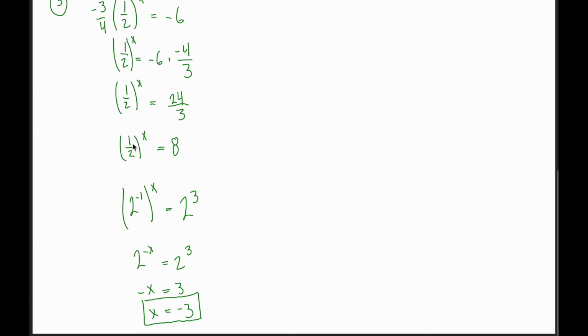If you go all the way back up here, if this were negative 3, the negative would mean take the reciprocal, so this would flip this upside down, and it would become a 2. And then the 3 would say 2 cubed, and sure enough, that is 8.